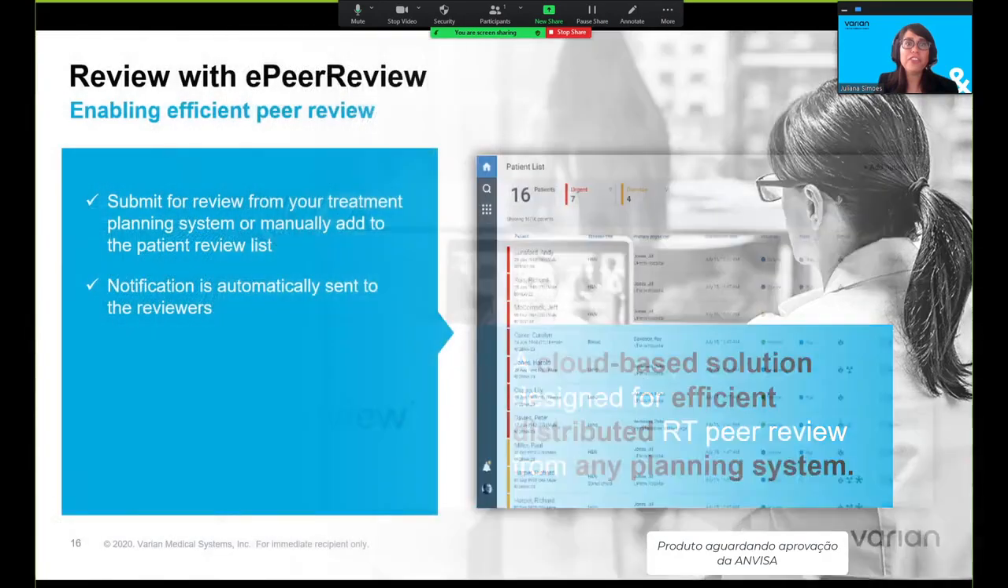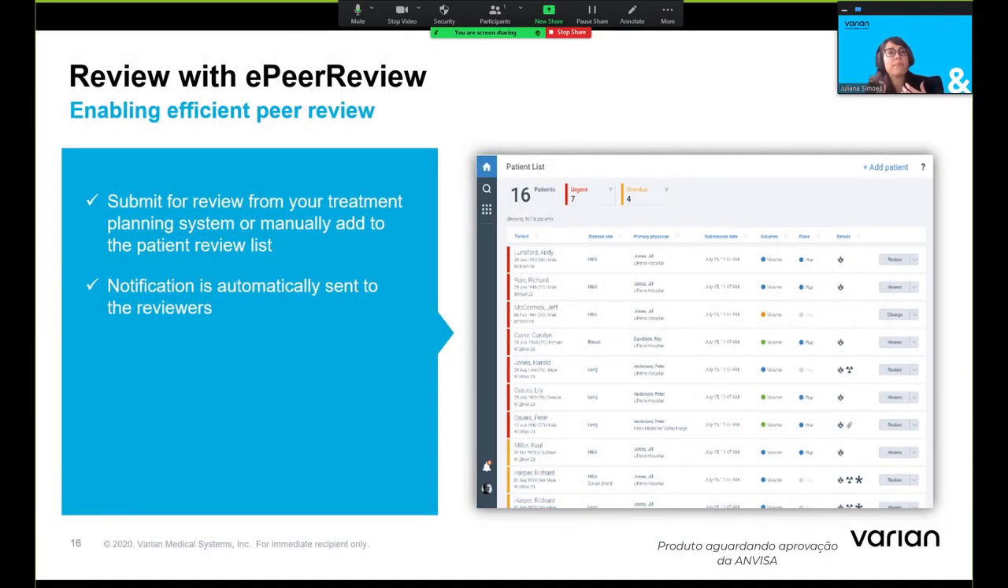And how does it look? With ePeer Review, you can submit plans to review manually or straight from your treatment planning systems. If you have Eclipse, you already have tools to automatically send the important data, the data that you need for review, to the cloud. As soon as you send it, a notification is sent to the reviewer's email, and once they launch ePeer Review, they will see this screen with the list of all patients that they have to review, what they have to review, if it is volume or plan, and also if it is urgent or not urgent. You can set up all these options in the admin workspace. Okay.